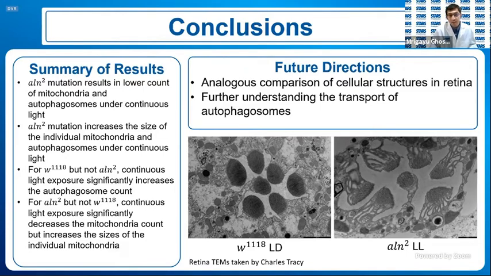So in terms of future directions, we could do an analogous comparison of cellular structures in the retina. And here you can see TEMs, transmission electron micrographs, of the retina. So similarly, I studied TEMs of the lamina. These are TEMs of the retina. We could study the lysosomes and mitochondria here, and we could further understand the transport of autophagosomes to better explain the results that we saw.